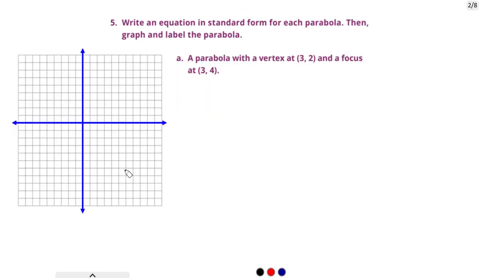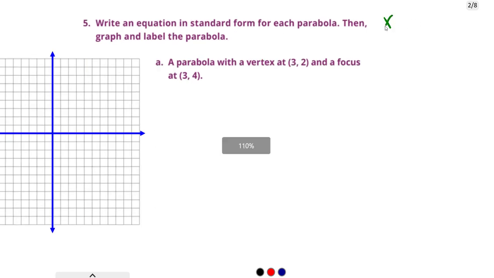This time we're going to be writing the equation in standard form for each parabola. So we need to determine, is it going to be an x squared or a y squared that we're going to start with. And so we need to graph the details to help us figure out which way we're going to be opening, if it's up and down or left and right. And so we want the vertex of 3, 2 is my vertex.